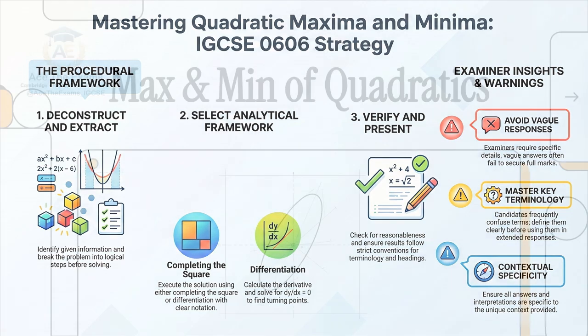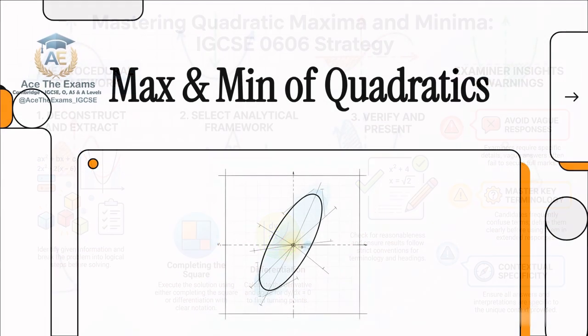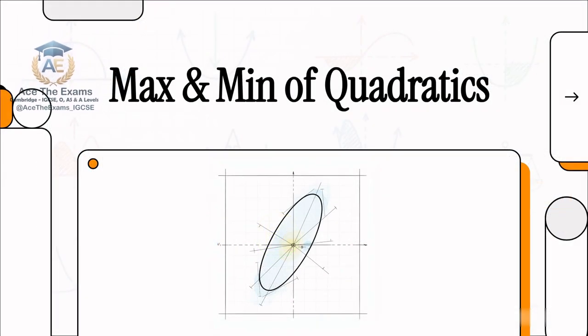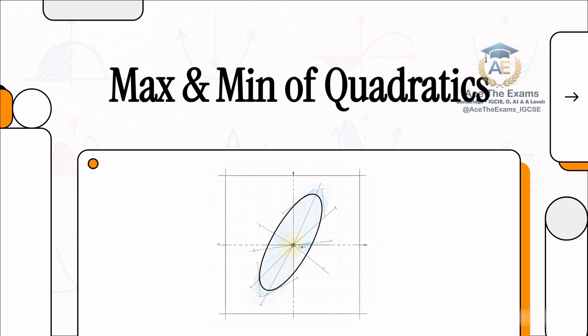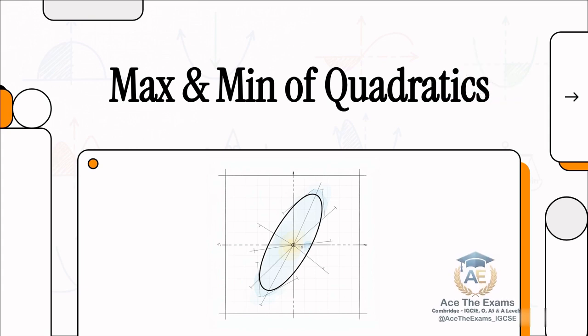Today, we are cracking open the Cambridge Additional Mathematics 0606 syllabus. Specifically, we're zeroing in on one of the absolute highest stakes, multi-stage topics you're going to face, finding the maximum or minimum value of a quadratic function. Let's dive right in and figure out how to completely automate this process using either completing the square or differentiation.